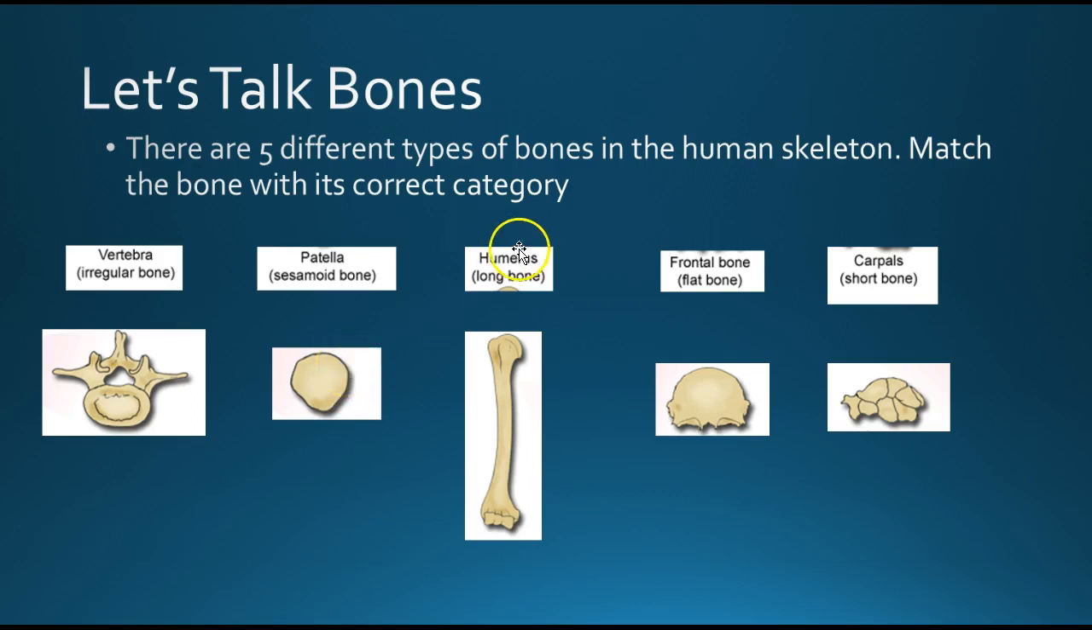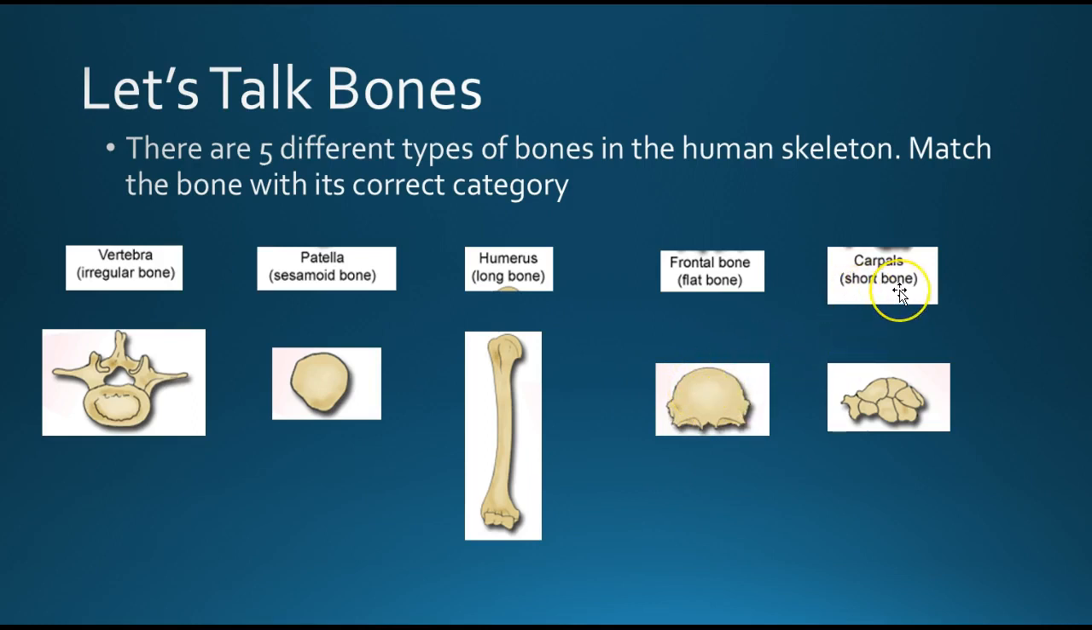We've got a long bone, which is that stereotypical thing that you think of when you talk about a bone. That's called a long bone, and a humerus is an example of that. The femur is another example. Flat bone, such as the bones of the skull. So, for example, the frontal bone within the skull is a flat bone.